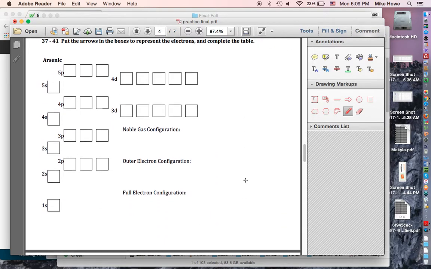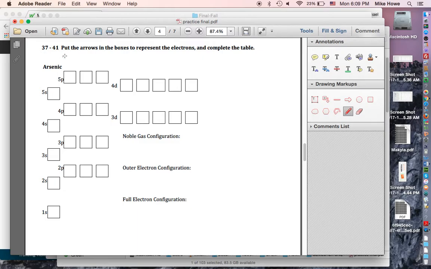Now we're going to do arsenic's electron configuration. Arsenic has 33 electrons on the periodic table, so you'll see 33 is arsenic. So 1s2, 2s2, 2p6, 3s, 3p, 4s. Notice the order. Then after 4s is 3d.